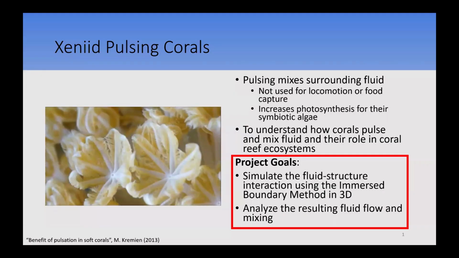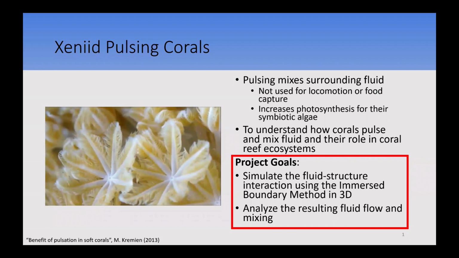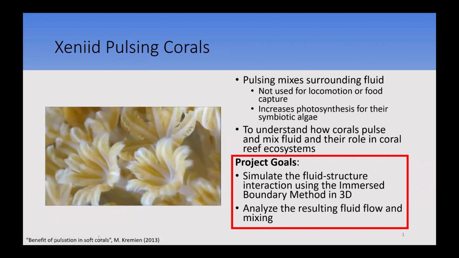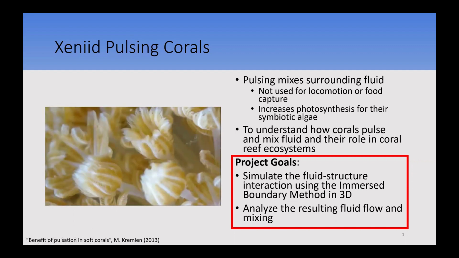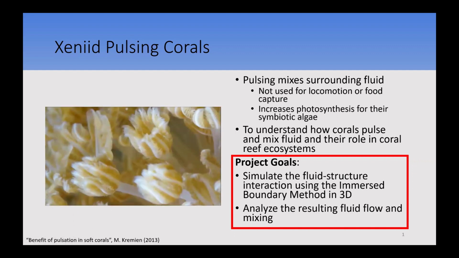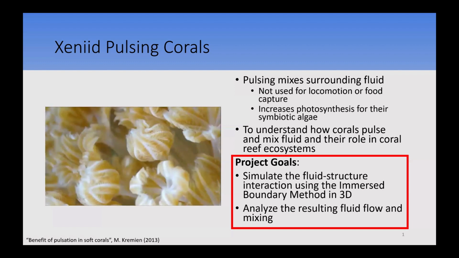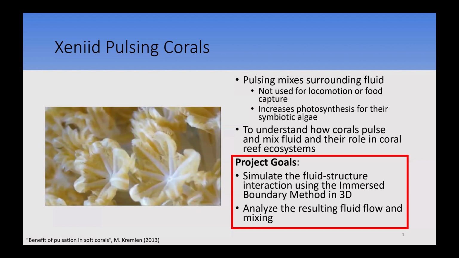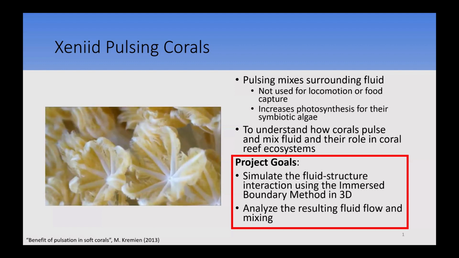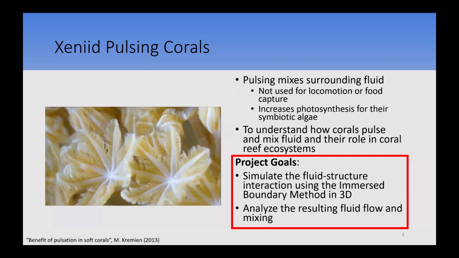The corals that we're working on modeling are these xenid pulsing corals, which are seen in the video here. What makes these animals unique is that they pulse to mix the surrounding fluid, but this pulsing isn't used for locomotion or food capture. So biologists are trying to understand why exactly they pulse, and one of the leading hypotheses is that it is used to increase photosynthesis for their symbiotic algae.